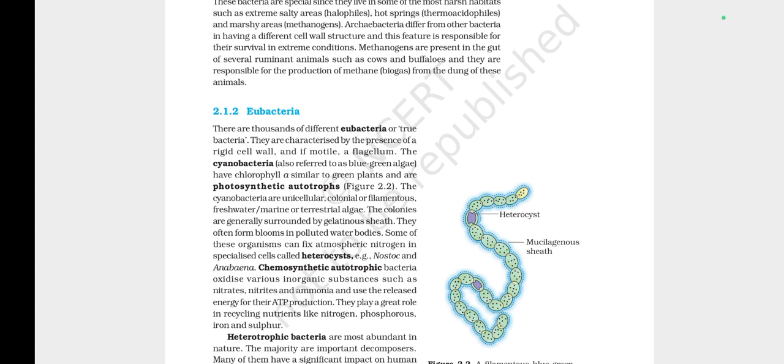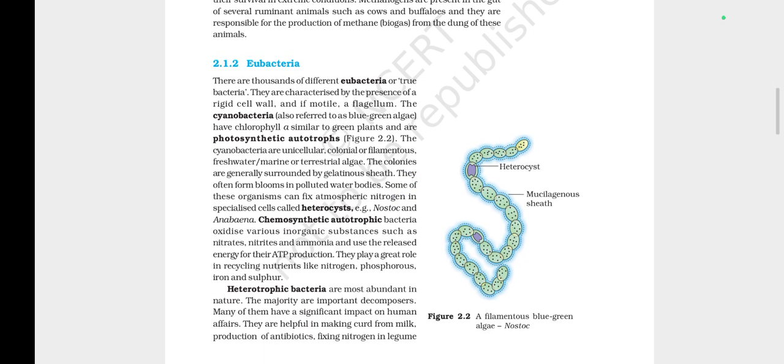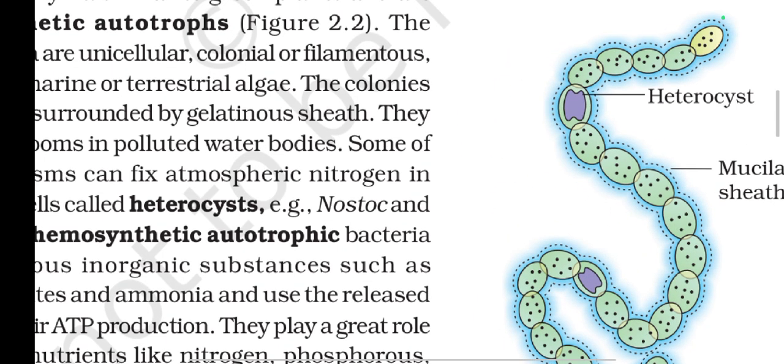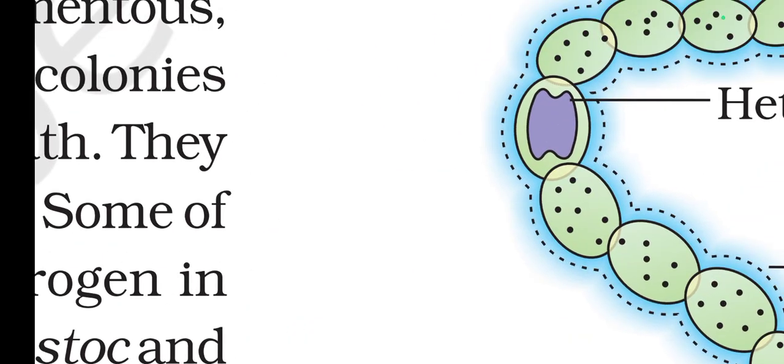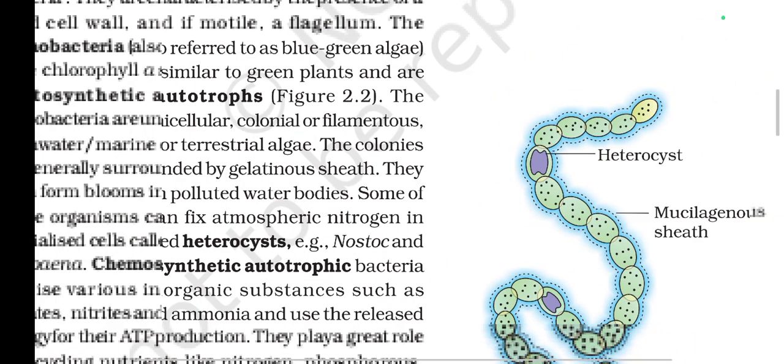बेसिकली ये फर्स्ट ऑटोट्रॉफ ऑर्गेनिज्म है जिन्होंने ऑक्सीजन इवॉल्व किया अर्थ पर. साइनोबैक्टीरिया यूनिसेलुलर, कॉलोनियल, फिलामेंटस. Freshwater, marine, terrestrial. Colonies are generally surrounded by a gelatinous sheath. They often bloom in polluted water bodies. Some of these organisms can fix nitrogen in specialized cells called heterocysts. ये स्पेशलाइज्ड हेटेरोसिस्ट और ये म्यूसिलेजिनस शीथ है.